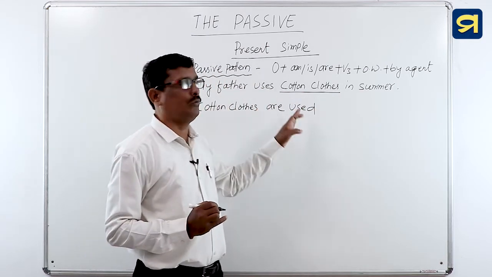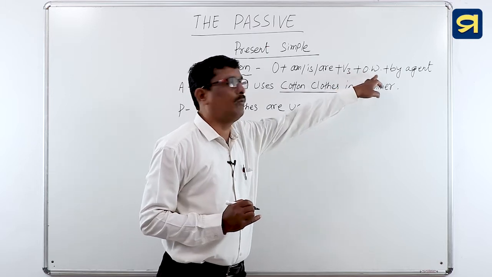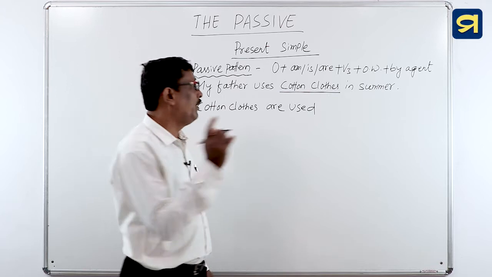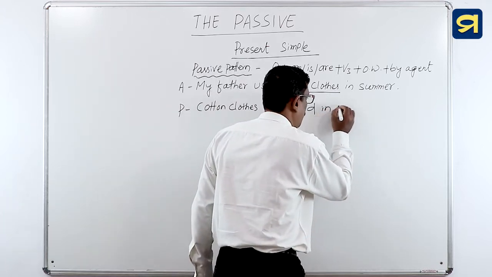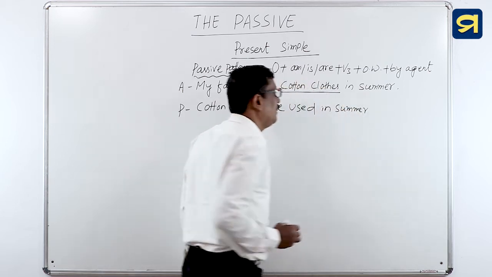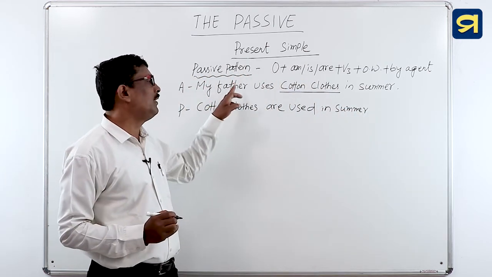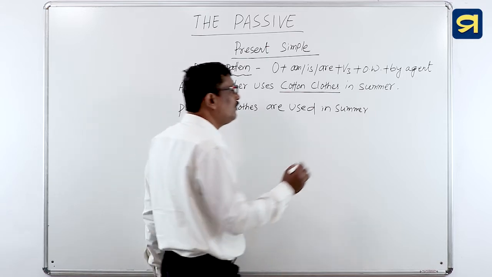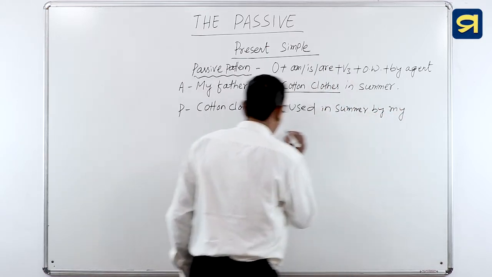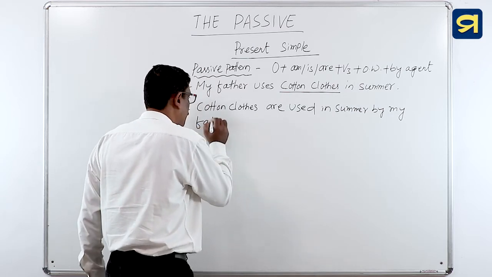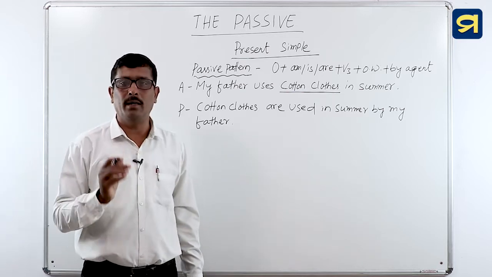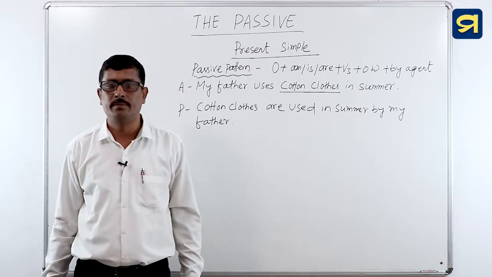Cotton clothes are used. Then we will use other words. So which one is the other words in this sentence? Very good. In summer. And in summer, we will use by agent. And in the sentence, my father is the subject. So we will use what? Very good. By my father. So in this manner, we can change from active voice to passive voice.